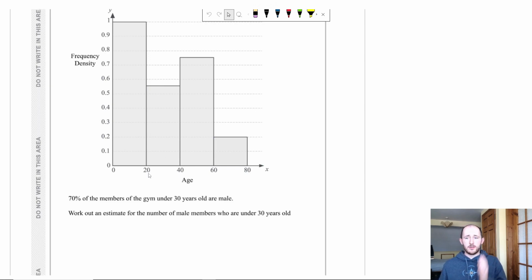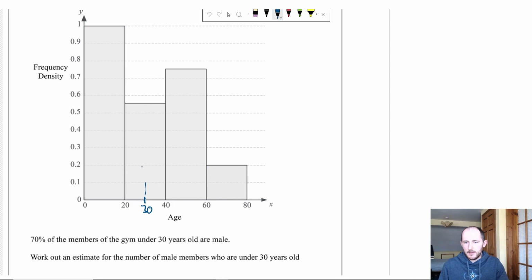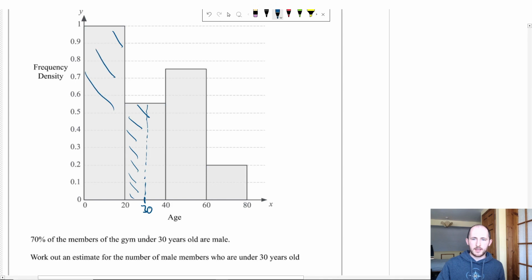Well, what you do is you go to your histogram, and find where 30 is, which would be about here. You're going to draw a dotted line going all the way up to the top. Since we're looking for under 30 years old, we're basically working out the area of the graph that's under 30 years old. So all of this, okay? Because remember, the area of a bar on a histogram gives you the number of people in that width.